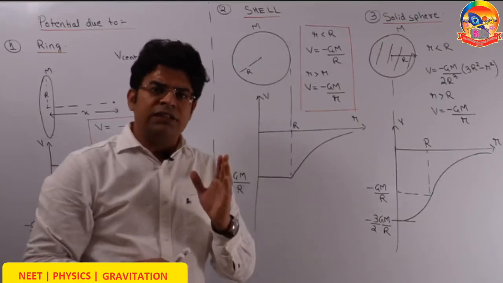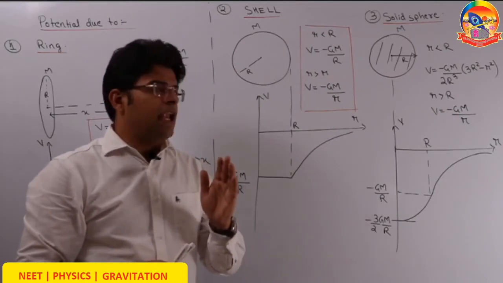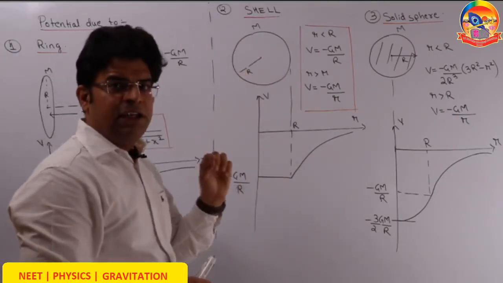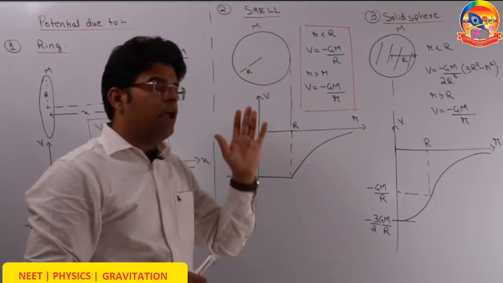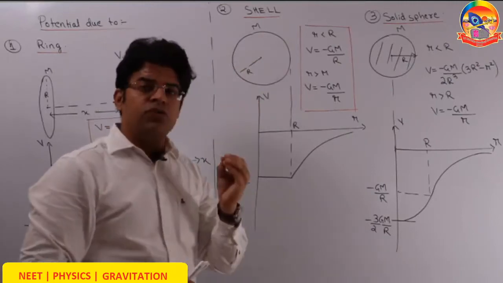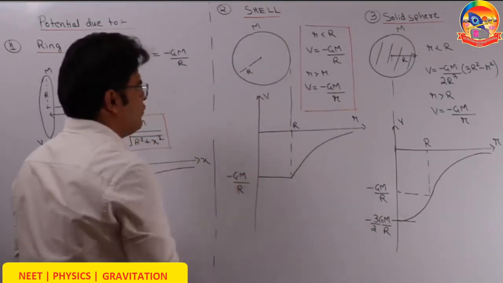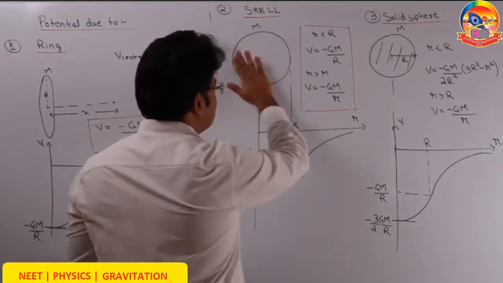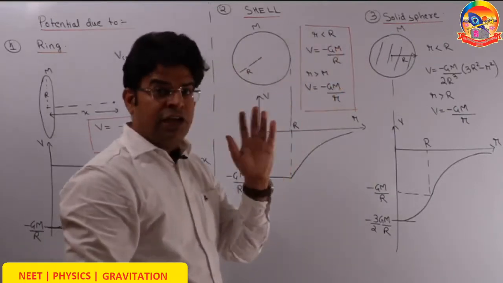The field inside the shell because of the shell is 0, and the potential inside the shell is constant, equal to the value on its surface. The value of potential on the surface of a shell is minus GM by r. So everywhere inside the shell, the potential is equal to minus GM by r, everywhere inside.